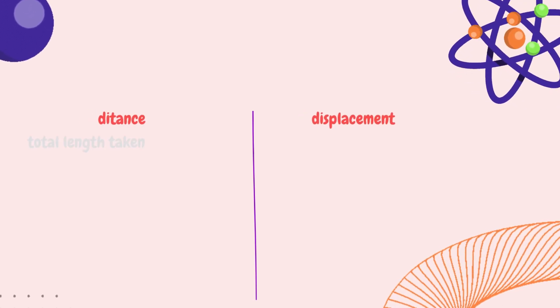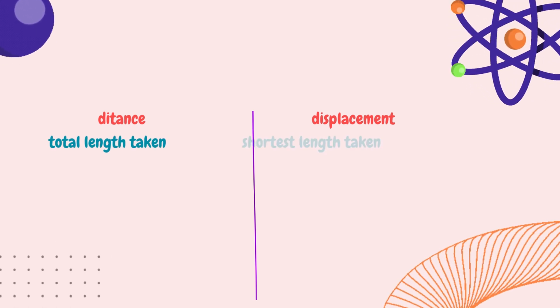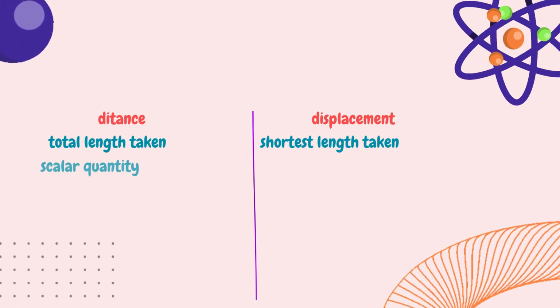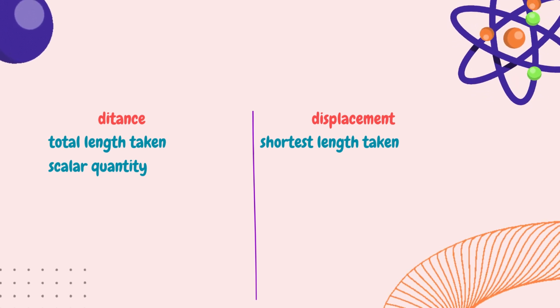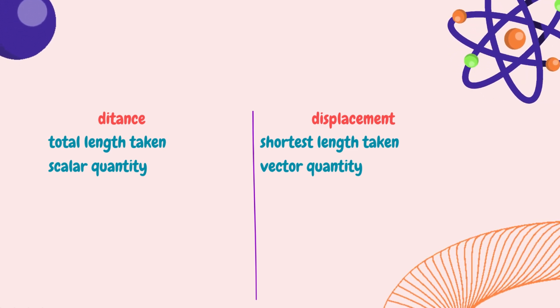What are the differences between distance and displacement? Distance is the total length taken between 2 points, while displacement is the shortest length taken between 2 points. Distance is a scalar quantity, meaning it only has the size. But displacement is a vector quantity, meaning it has both the size and a specific direction.